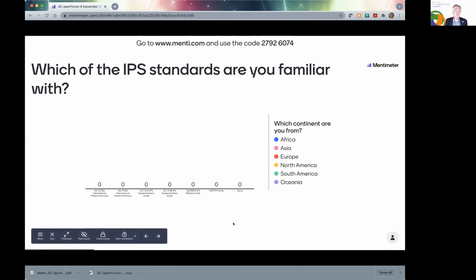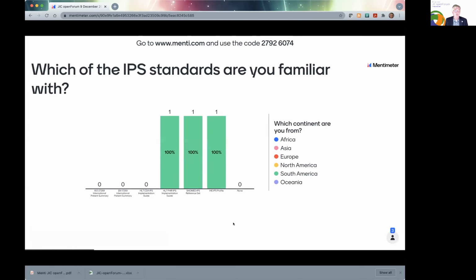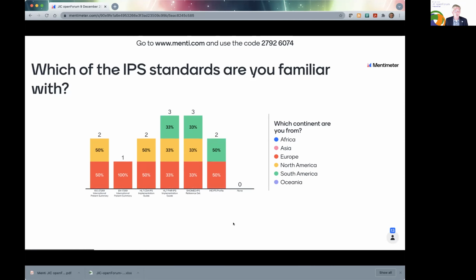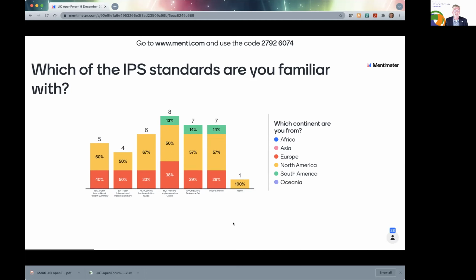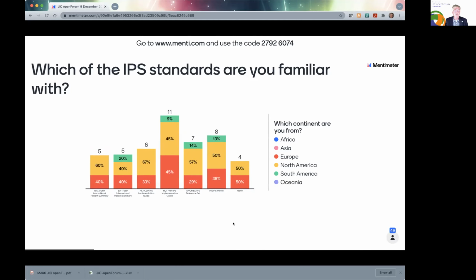The next question is about which of the standards and specifications that were discussed by the SDO panel you are familiar with. Do you know the IHE profiles? Do you know the ISO standard, or the European EN standard? The HL7 FHIR, CDAs. We're seeing this come up, and we've also provided the colors to see where the most use or the most knowledge is about the different standards. So this should be good.